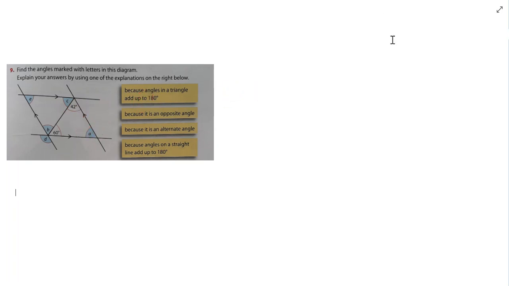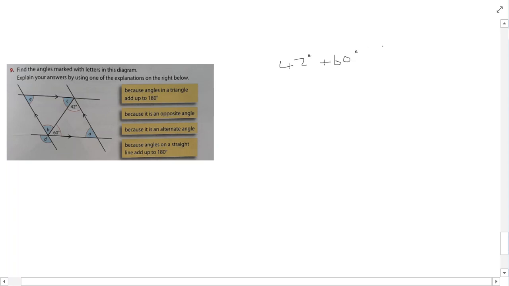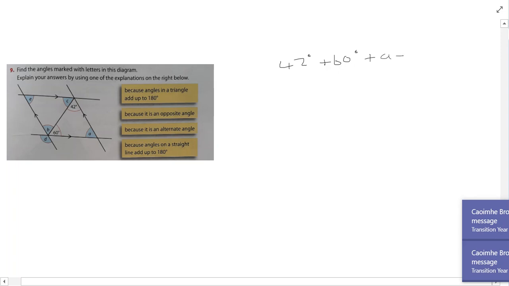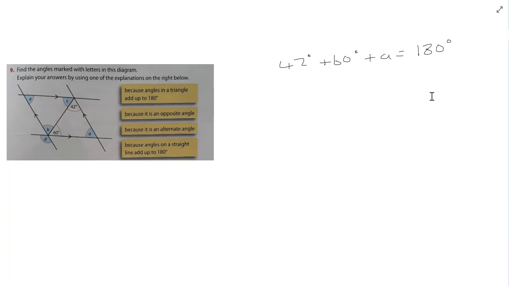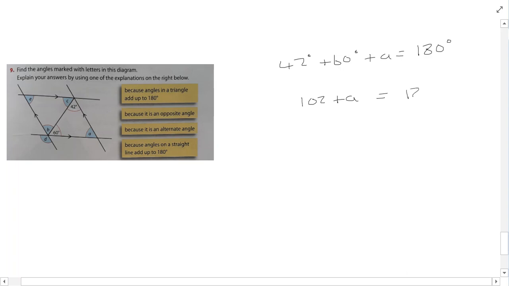So let's do that. 42 degrees plus 60 degrees plus A is equal to 180 degrees. Then we have to figure out what A is. This is basic algebra that we've been doing. So 60 plus 42 is equal to 102. 102 plus A is equal to 180.